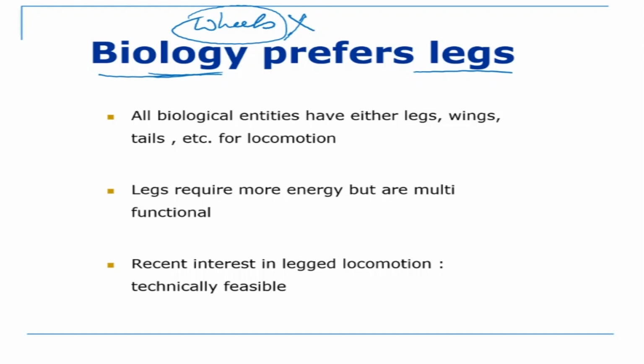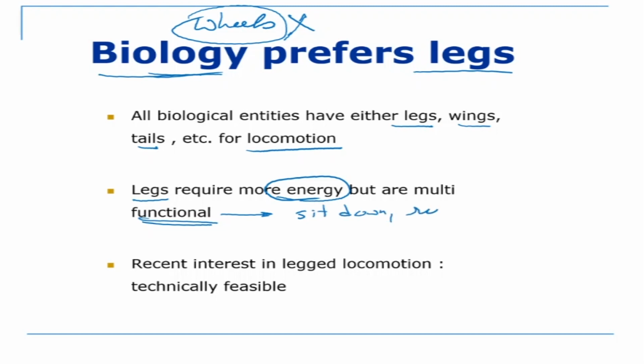Now all biological entities either have legs, wings, or tails for locomotion. One of the disadvantages of legs is that legs require more energy but are multifunctional. What is this multifunctional? For example, you can sit down, you can run, you can walk, you can lie down, etc.